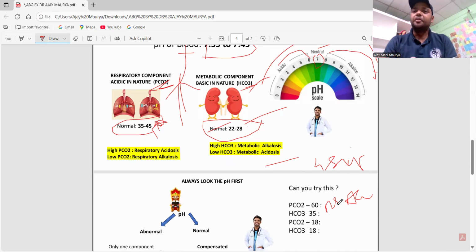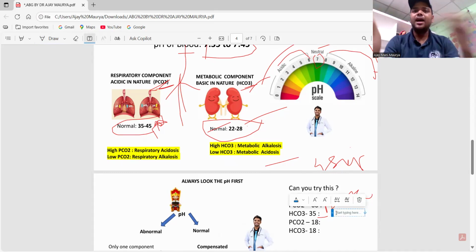Next, bicarb is 35. What is the normal level here? 22 to 28. So there is more base. Then what is it called? It is alkalosis. What alkalosis? It is metabolic alkalosis.